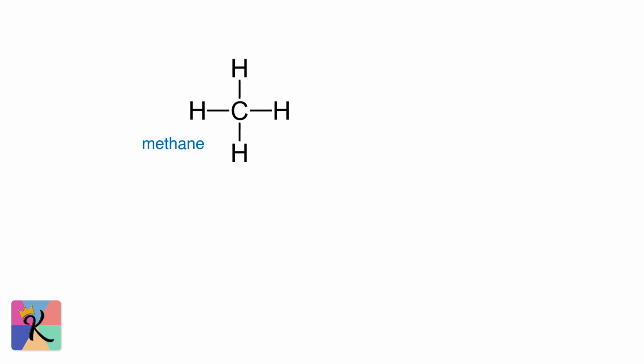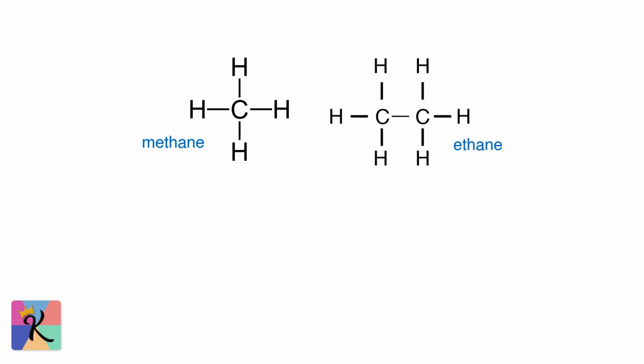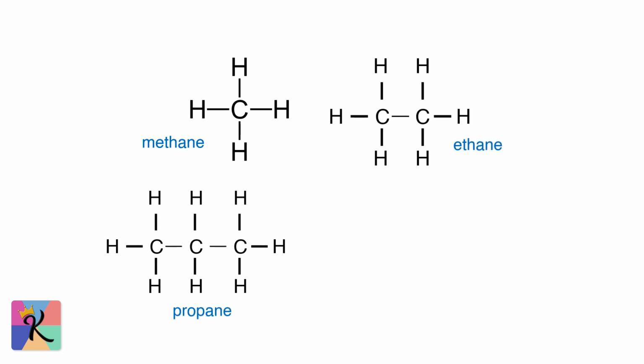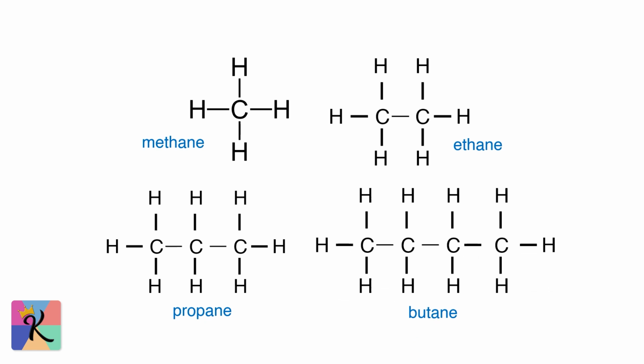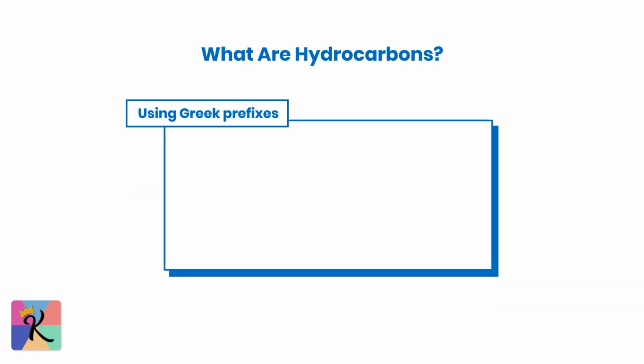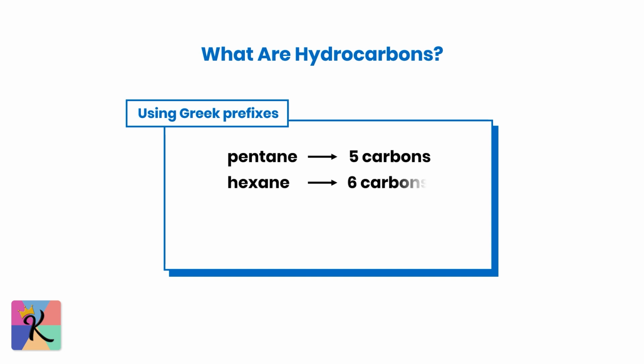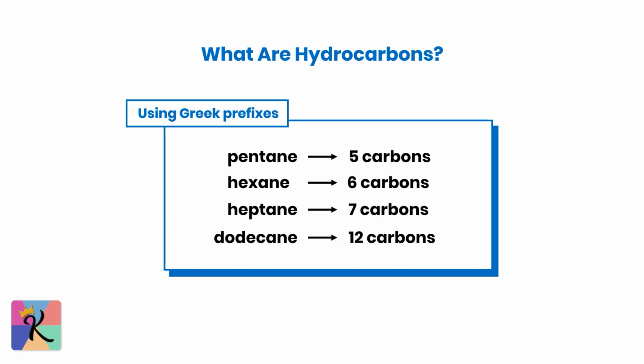The first four alkanes are methane, 1 carbon, ethane, 2 carbons, propane, 3 carbons, and butane, 4 carbons. For alkanes with more than 4 carbons, we use Greek prefixes to indicate the number of carbons, such as pentane for 5 carbons, hexane for 6, and so on, up to dodecane for 12 carbons.